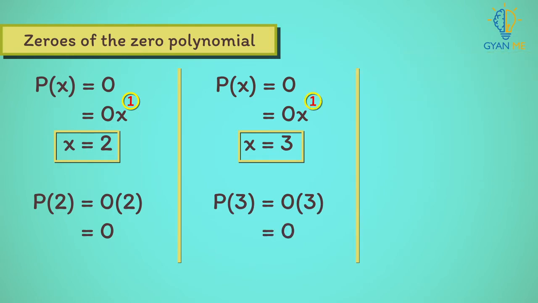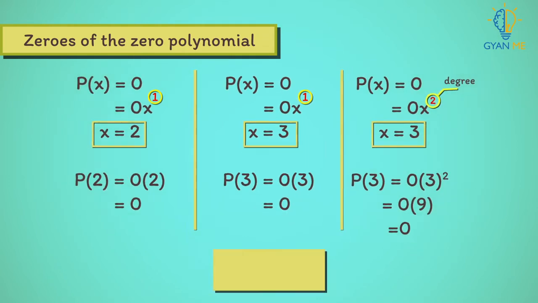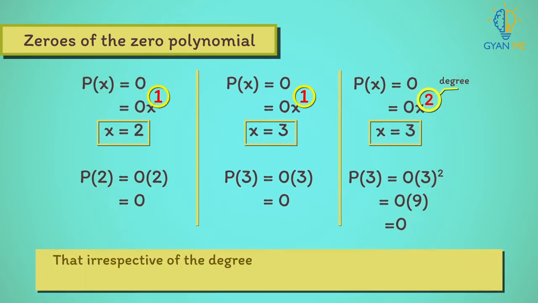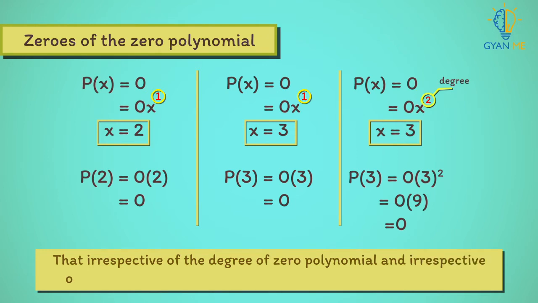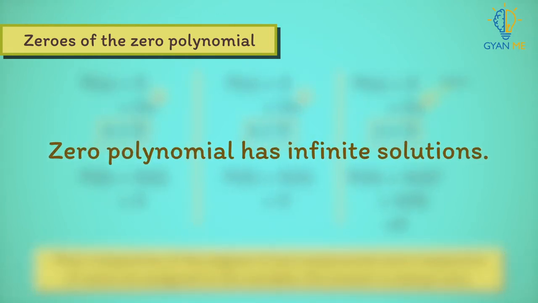We can also write the zero polynomial as 0x square, that is as a quadratic polynomial or degree 2 polynomial. Replacing x by 3, here we still get the value of the polynomial as 0. So you can see, students, from the example that irrespective of the degree of the zero polynomial and irrespective of the value we assign to the variable, the answer is always 0. In other words, the zero polynomial has infinite zeros.